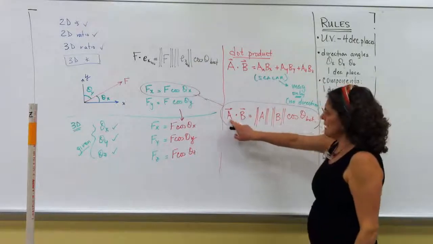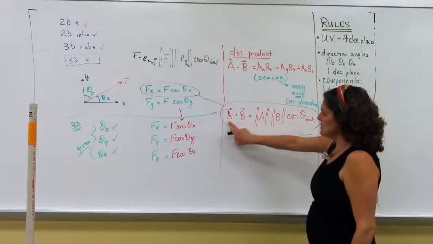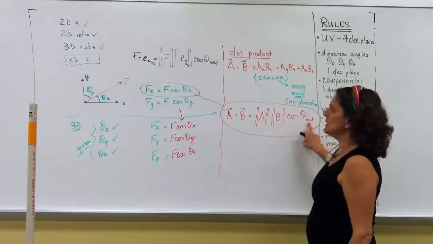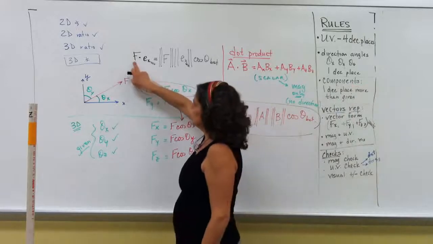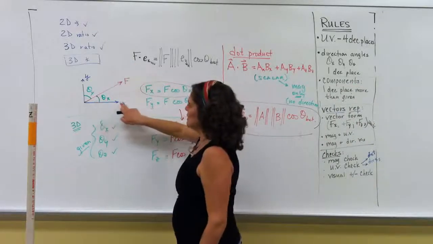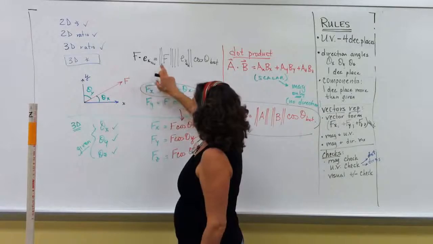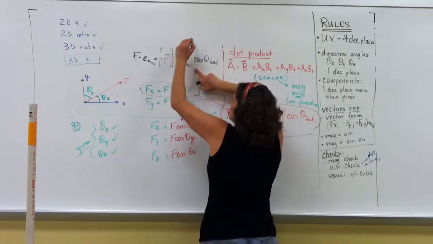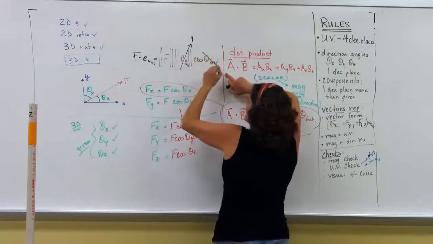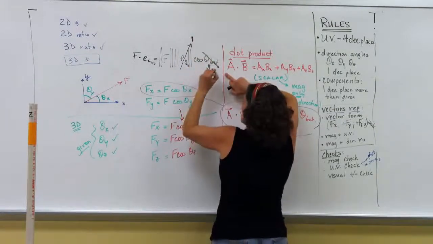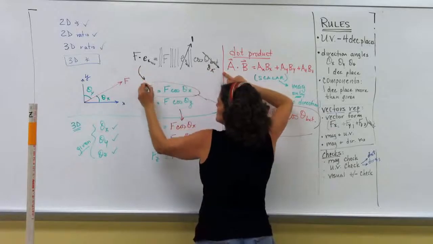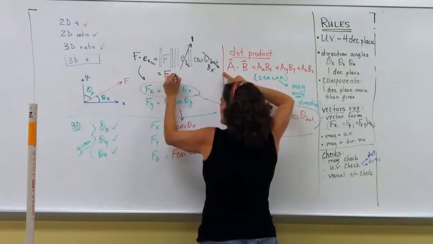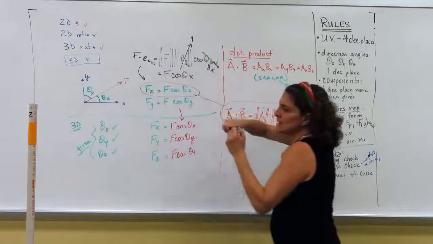If I dot two vectors with each other, I take the magnitude of the first times the magnitude of the second times the cosine of the angle between. Here, I'm dotting this force with the unit vector along the x-axis, and I take this value. What is the magnitude of the unit vector equal? 1. And what does the angle between them represent? Theta x. Don't I then get this? The force in the x is equal to F times the cosine of theta x.